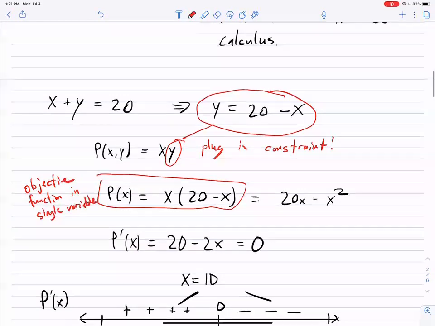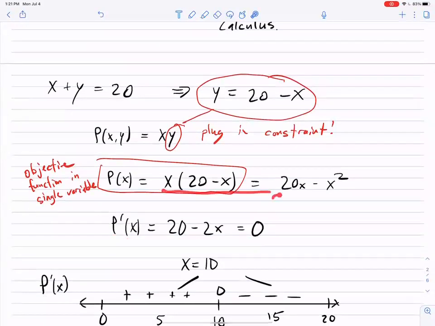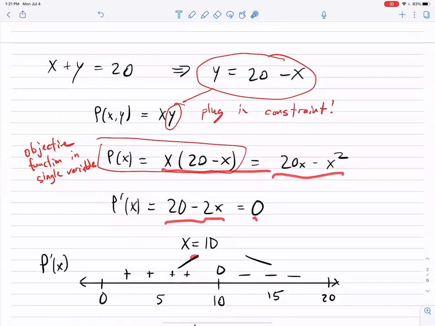That's when you know you've done it well. When you have your objective function in a single variable, you're ready to go. Now, how do we optimize this? Well, you take the derivative and set it equal to 0. The derivative of this function, which is 20x minus x squared, is 20 minus 2x. Set it equal to 0, and you get x equals 10.